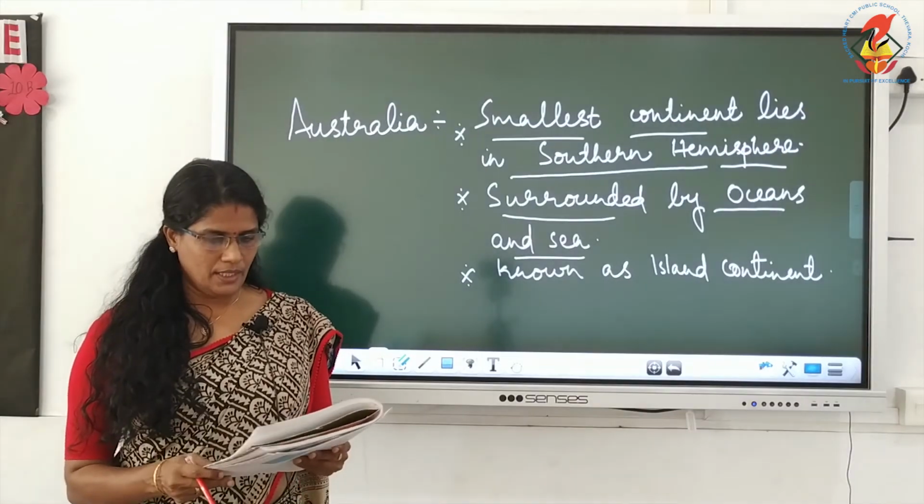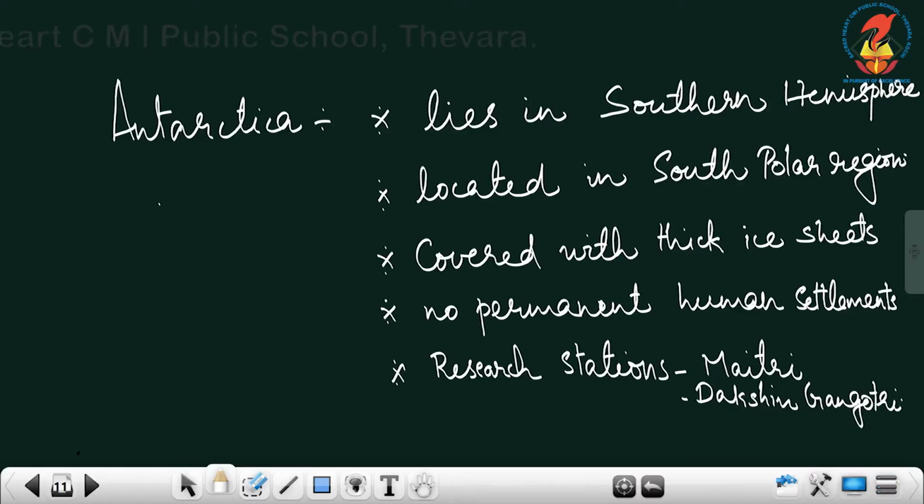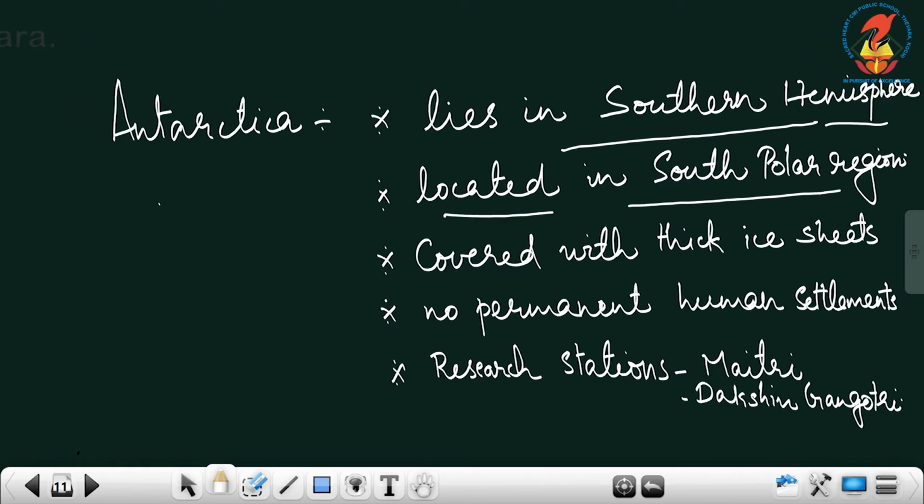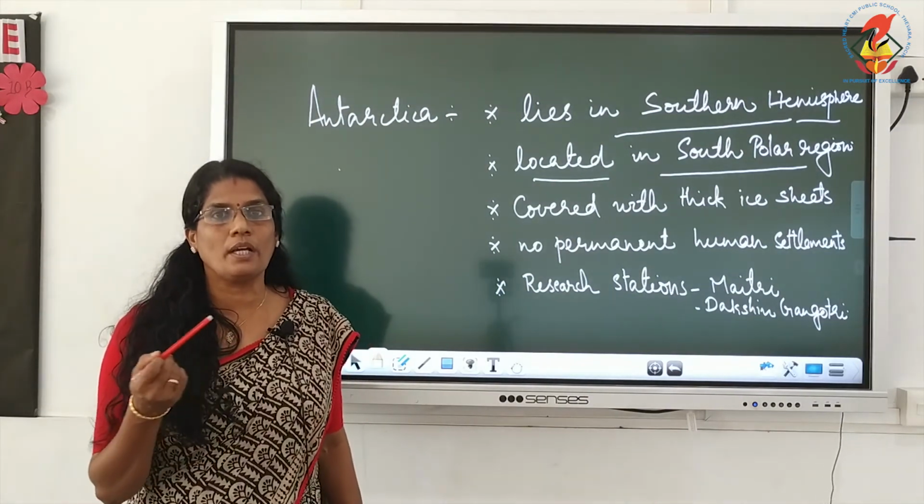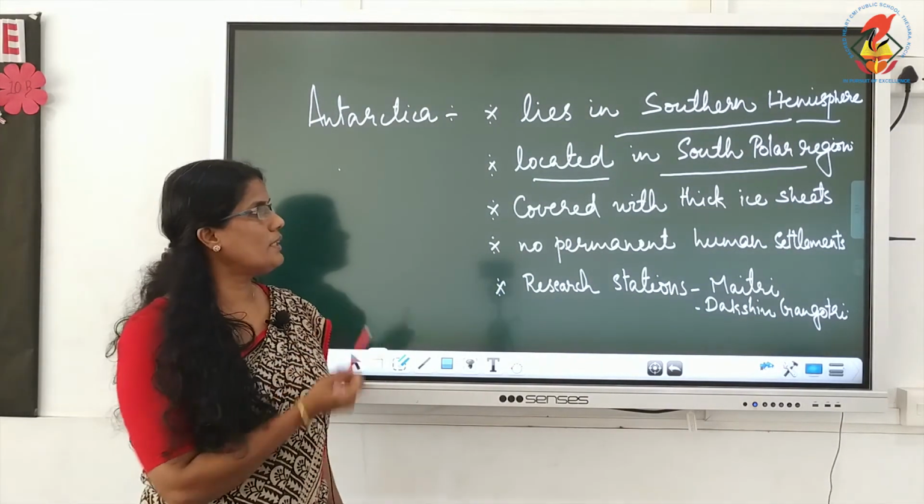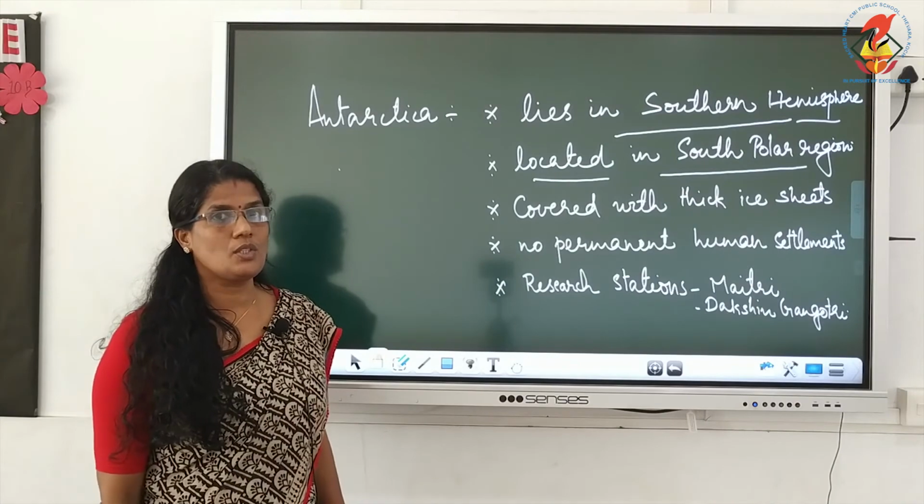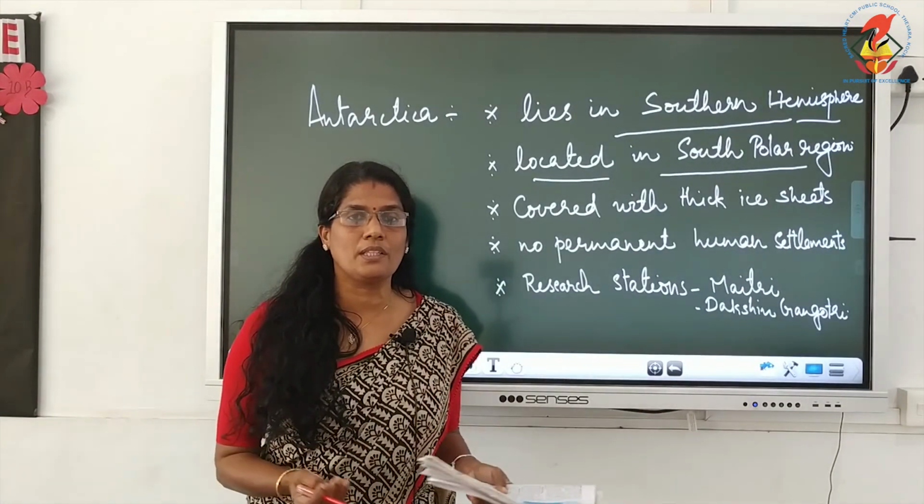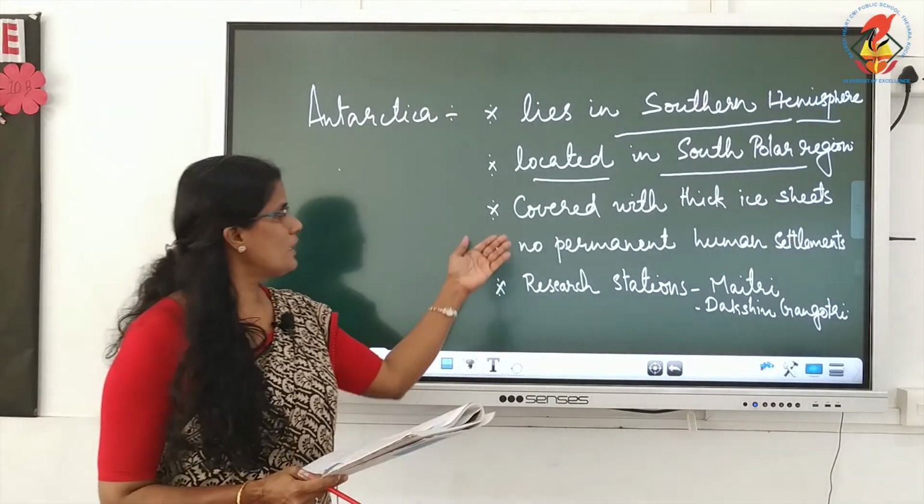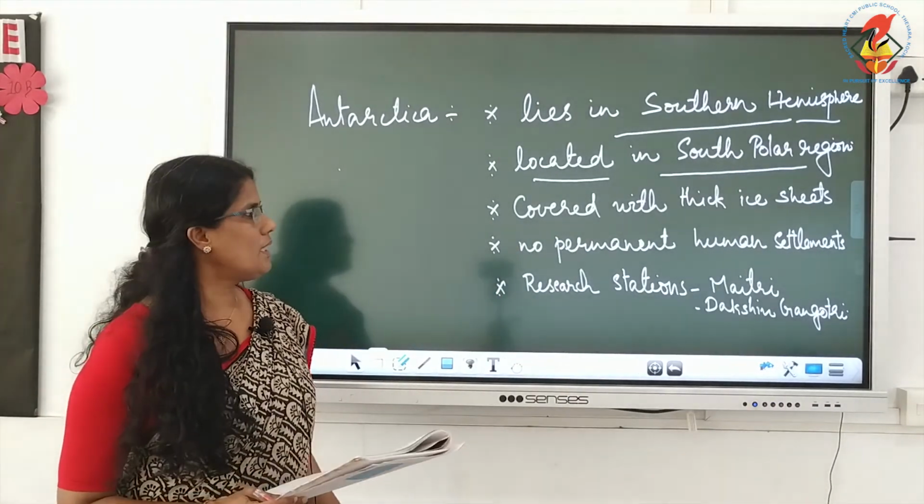Now, last one is Antarctica. It lies in the southern hemisphere. It is located in the South Polar region. You know there is the North Pole and the South Pole. So this is located in the South Polar region. You know what is a polar region? It is permanently covered with thick ice sheets.